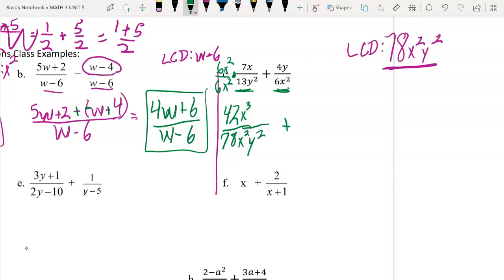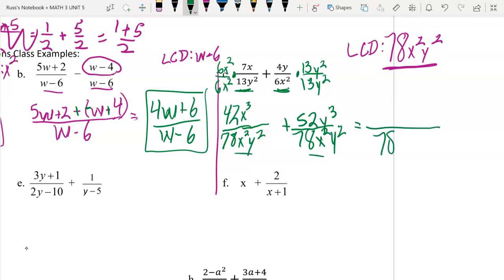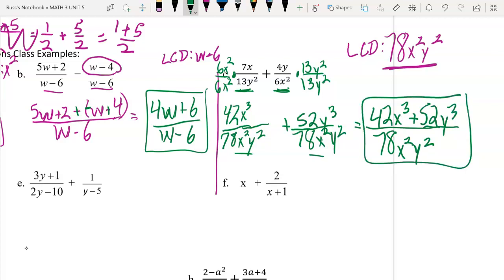Now, in the second fraction, I'm missing the 13 and the y squared. So I have to multiply by 13y squared in the numerator and the denominator. Well, 13 times 4 is 52, y cubed, all over 78x squared y squared. So now I have a common denominator. I can put all of this over 78x squared y squared. So 42x cubed plus 52y cubed all over 78x squared y squared. That would be my solution. Okay?